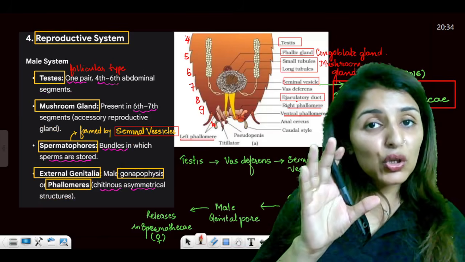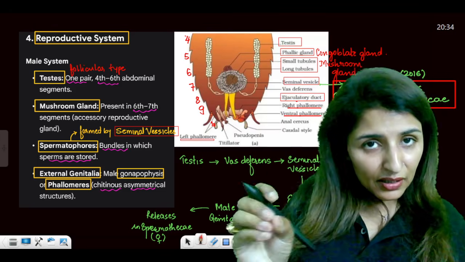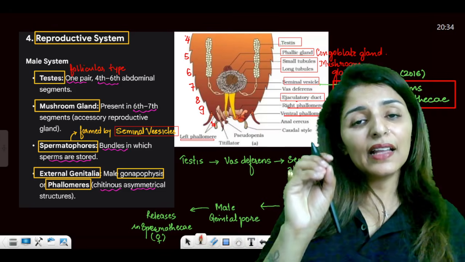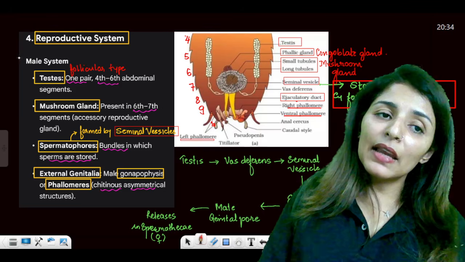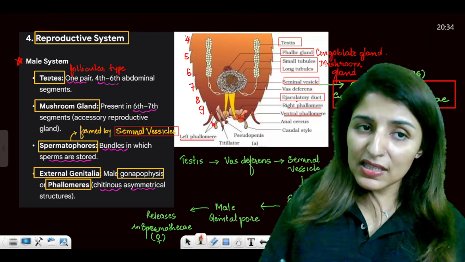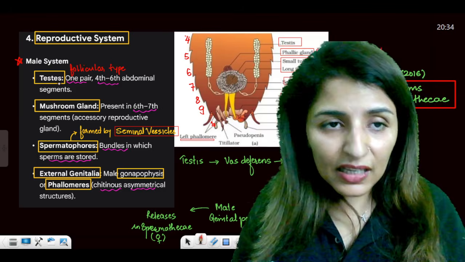Now, since it is unisexual, male and female are different. Their sexes are separate, and they represent sexual dimorphism also. Clear? Now, talking about the male system first, it consists of testes and some glands and other external genitalia. Let's take it one by one.